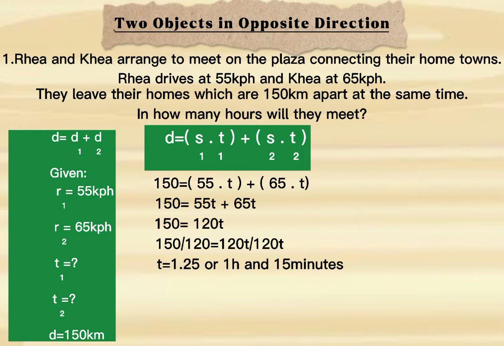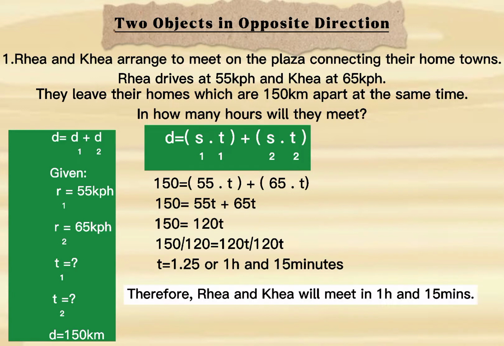So, paano naging 1 hour and 15 minutes? So, 1 will be our 1 hour and 0.25 will give us 15 minutes because we will multiply 0.25 times 60, so nagiging 15 minutes siya. Kasi nga meron tayong 60 minutes in 1 hour. And now we have our conclusion here. Therefore, Rhea and Kea will meet in 1 hour and 15 minutes.